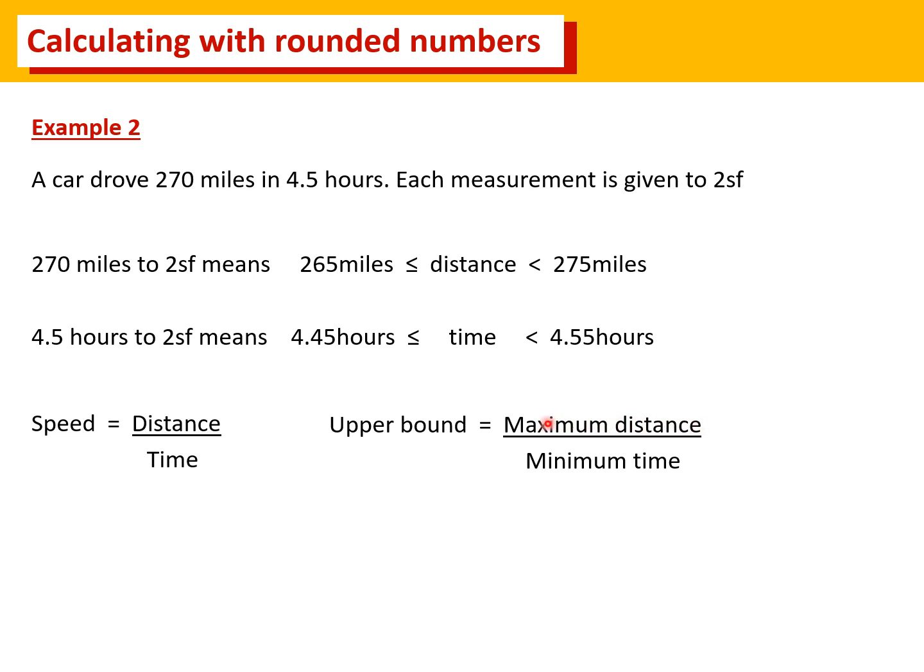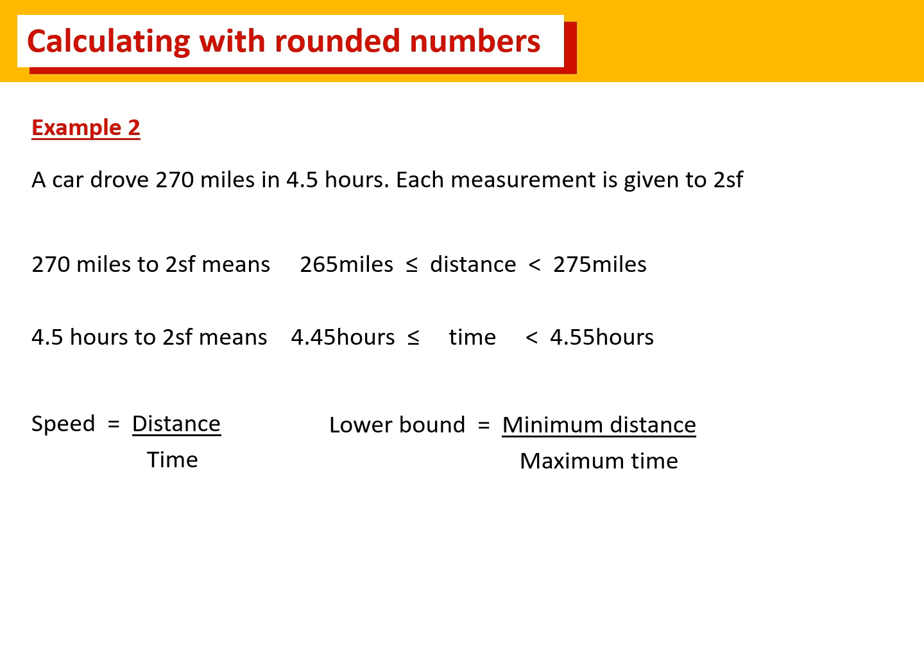Now, given that speed is distance divided by time, for the upper bound for speed, we would want the maximum possible numerator, which in this case for speed would be distance, divided by the smallest possible denominator, i.e. in this case minimum time. So if we want the upper bound for speed, we want the maximum distance divided by the minimum time. So have a think why in a fraction, to get the biggest possible fraction, you want the biggest possible numerator and the smallest possible denominator. In this example, the maximum distance would be 275 miles and the minimum time would be 4.45 hours, and that would give us, to two significant figures, 62 miles per hour.